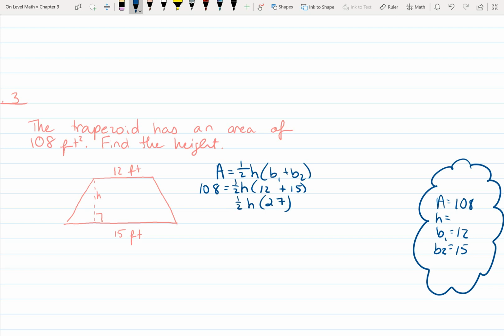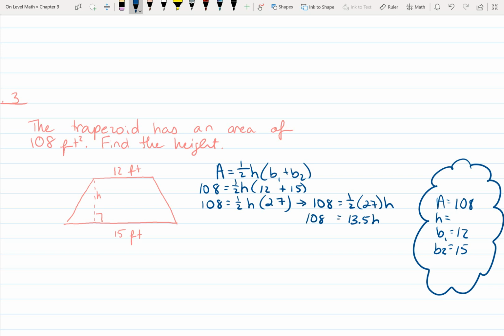So we have 108 equals 1/2 times h times 27. Now I'm going to use my commutative property to allow me to rearrange this. 108 equals 1/2. Since I can't do 1/2 times h, I'm going to do 1/2 times 27 h. Now you could absolutely do 0.5 times 27 if you need some side work. However, I know half of 26 is 13, so half of 27 must be 13.5.